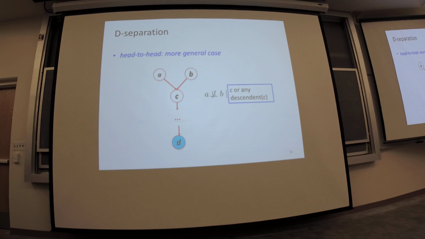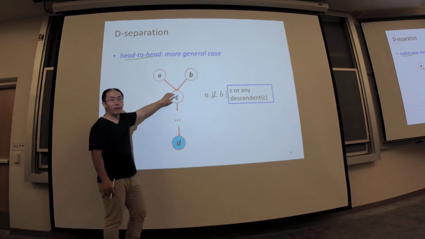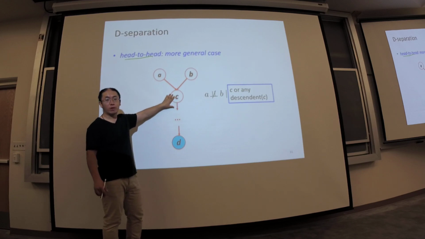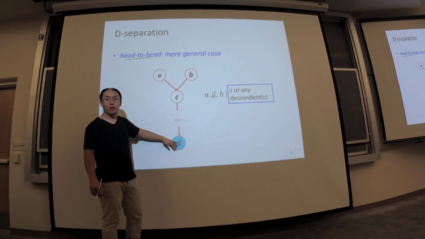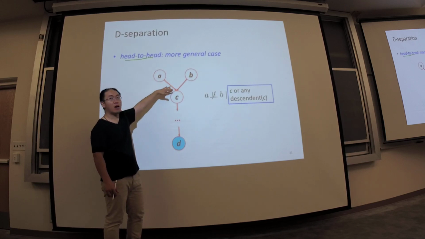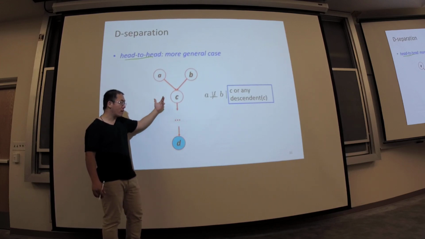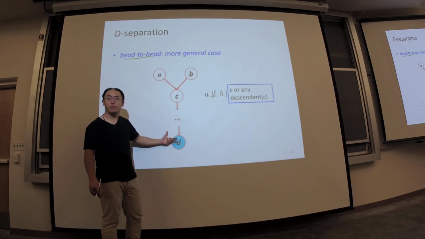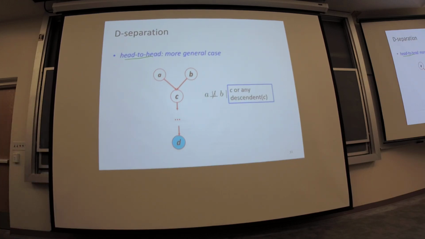So this head-to-head structure has a more general case. Basically, not only if C is observed, but even if any of C's descendants is observed, we cannot conclude that A and B are conditionally independent. That's the general conclusion.